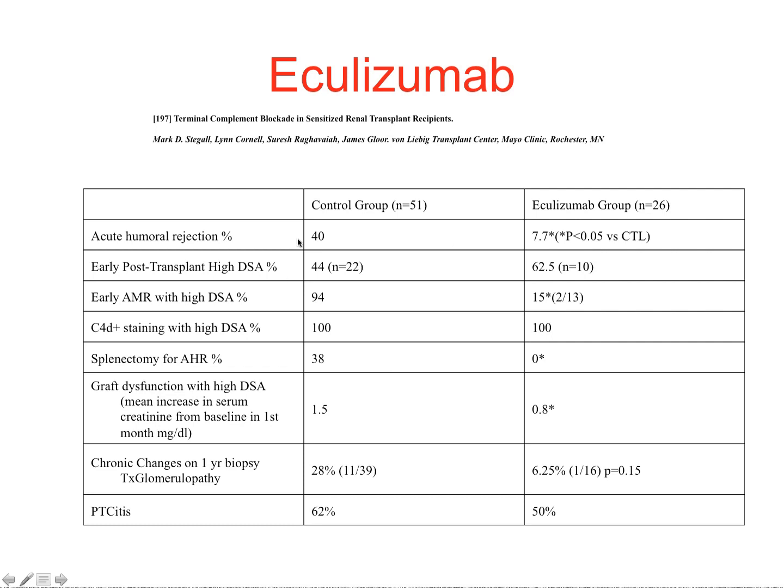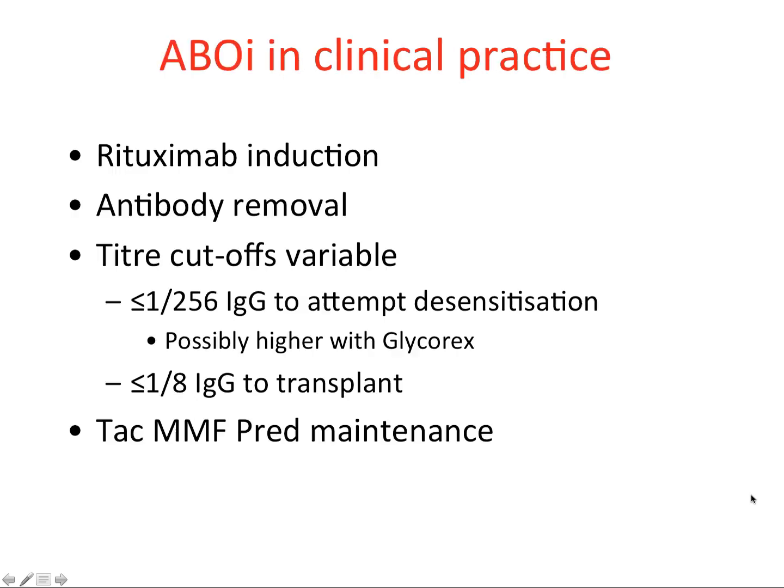And you can see that it doesn't affect C4d staining because you're inhibiting at C5, so later in the complement pathway, but you're really having a big impact on patients developing acute rejection, and therefore a great impact on the serum creatinine, and most importantly perhaps on the risk of transplant glomerulopathy at 1 year.